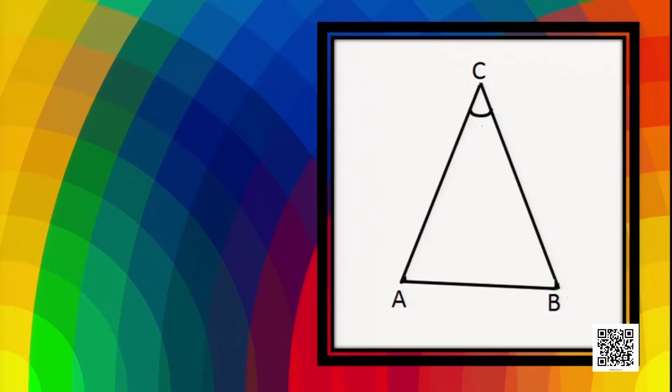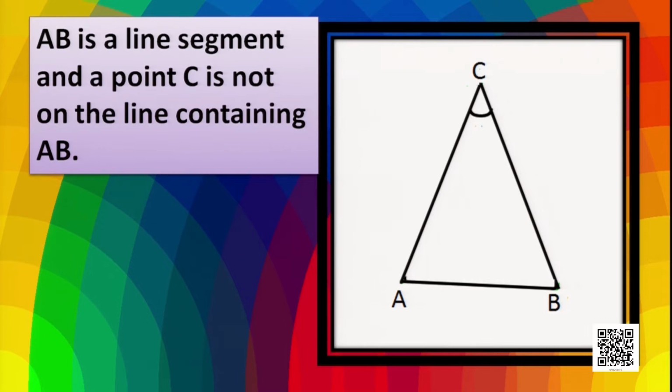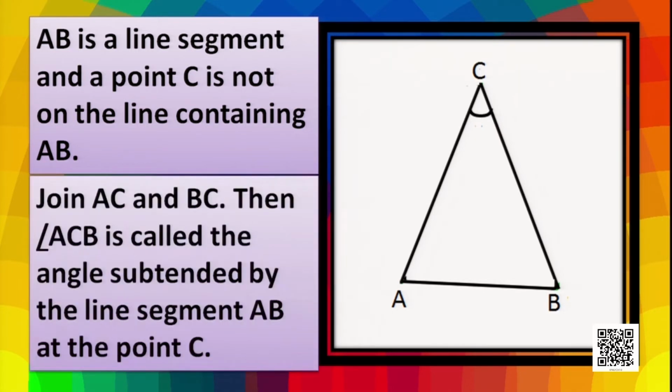Here AB is a line segment, and a point C is not on the line containing AB. Then if we join AC and BC, then we can get an angle that is ACB. So angle ACB is called angle subtended by the line segment AB at point C.